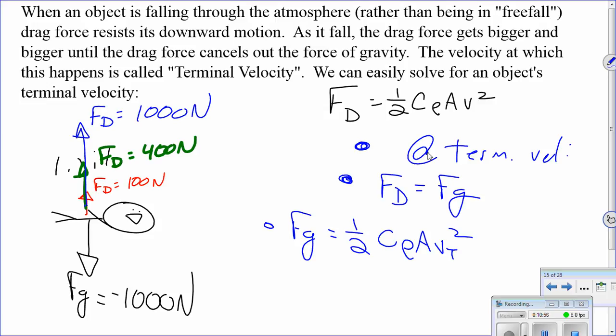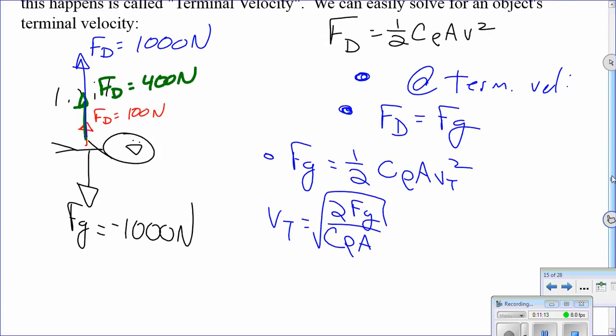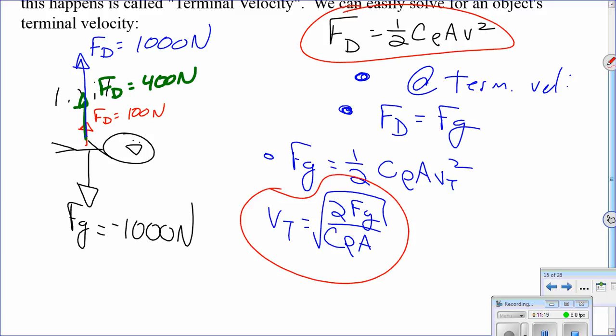So do a little bit of algebra here, and you can find that v terminal equals the square root of 2 F_g over C rho A. Now, your book lists this equation and this equation separately. If I were you and I was studying for the AP test, I would think that seems like too many equations to memorize. So I just memorize this one, and then if I need to find this one, it's easy to find, right? You just put in your force of gravity for your drag force, do some algebra.